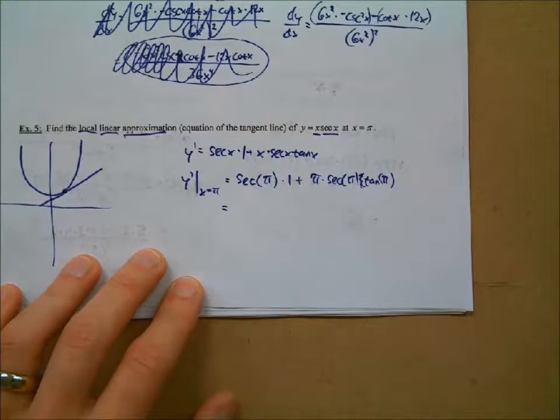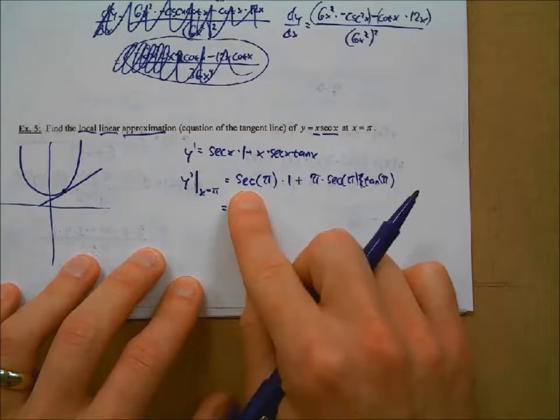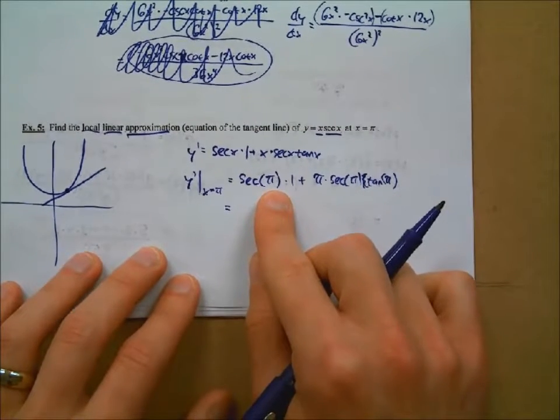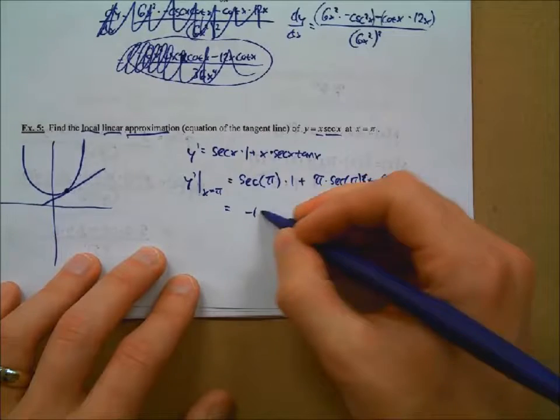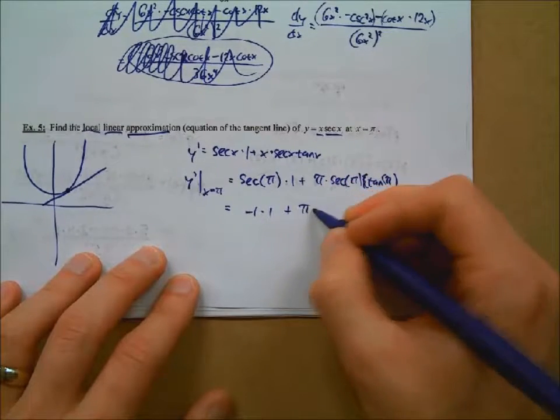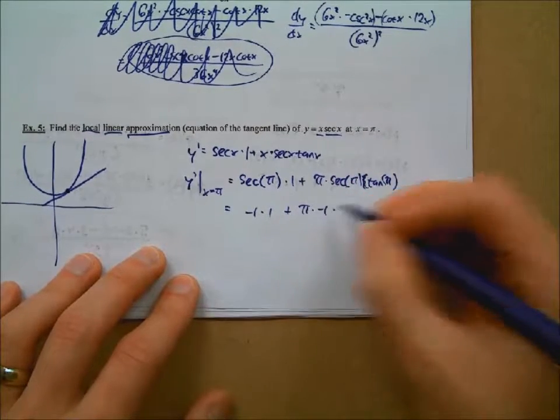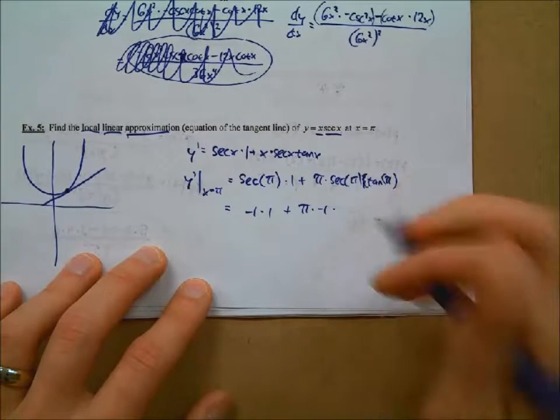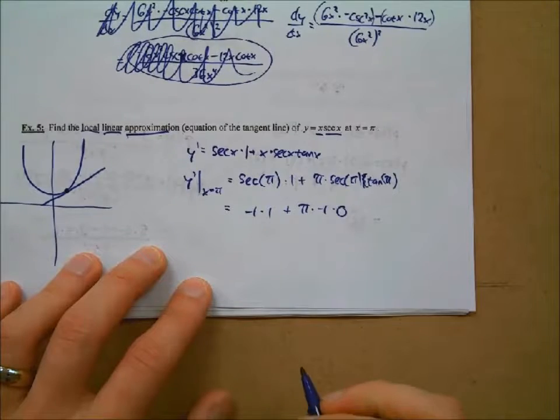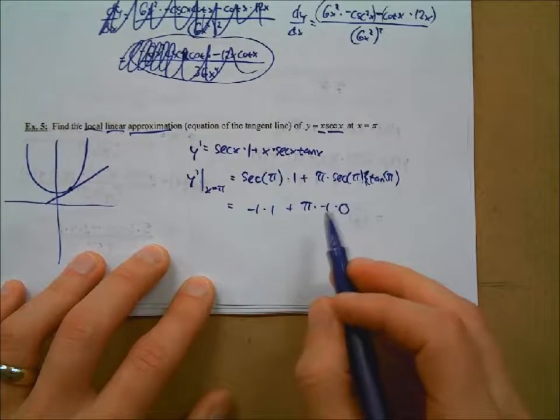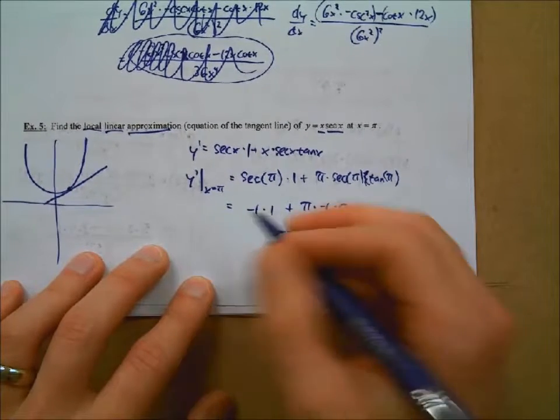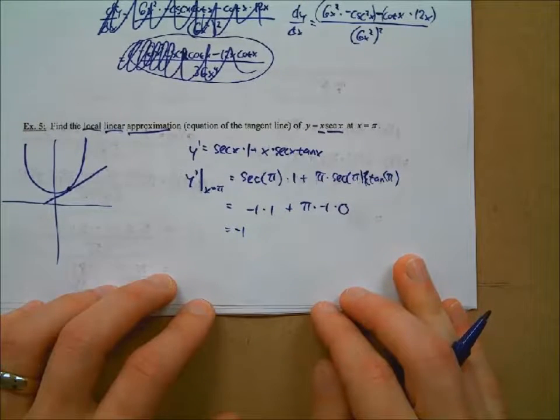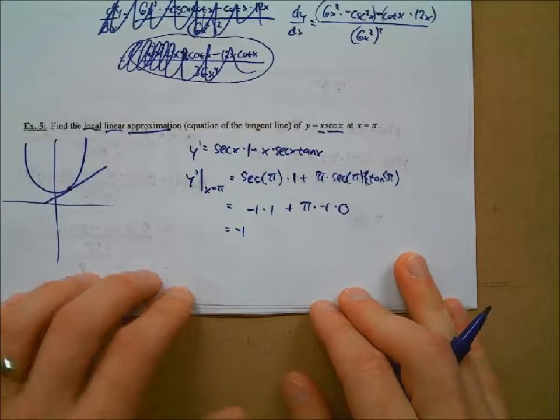All right. So secant is 1 over cosine. Cosine of pi is negative 1. 1 over negative 1 will still be negative 1, times 1, plus pi times secant of pi, which we just said was negative 1, times tangent of pi, which is going to be 0. So this product right here is all 0, and then this slope is going to be equal to negative 1. Okay, so we got the slope, so that's our answer.